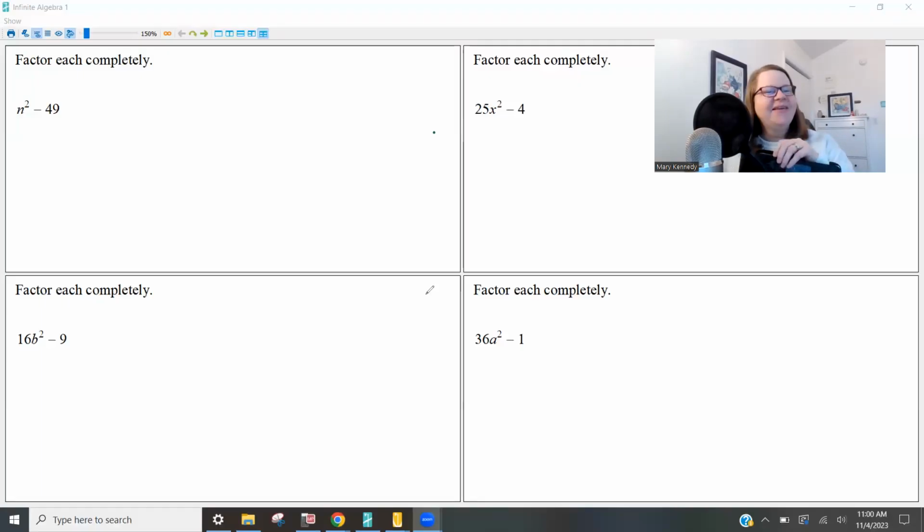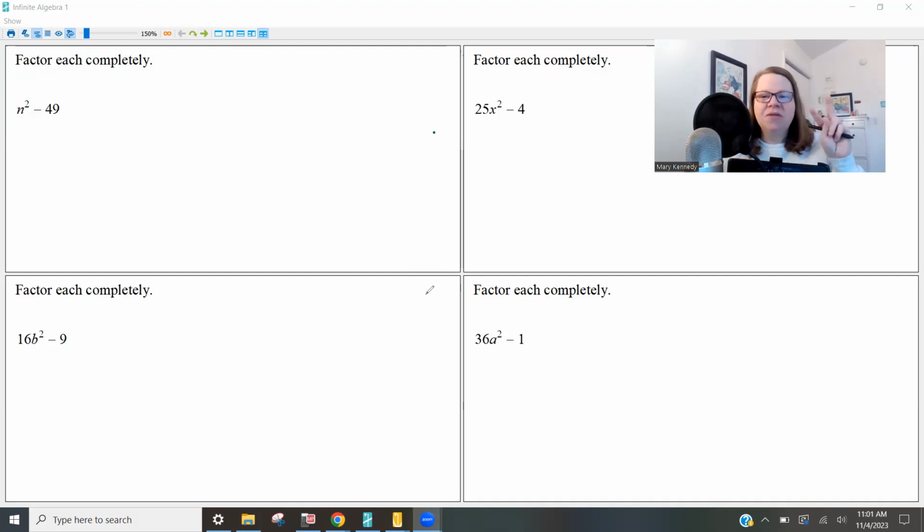Hey guys, let's take a look at these four problems. I have four on the screen because I want you to see what you notice about all four before we start. We're supposed to factor them, and there is something in common about all of them. So pause and see if you can figure that out.